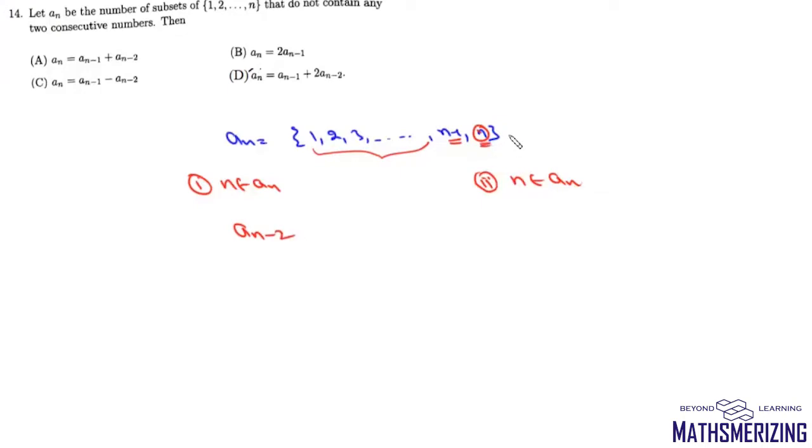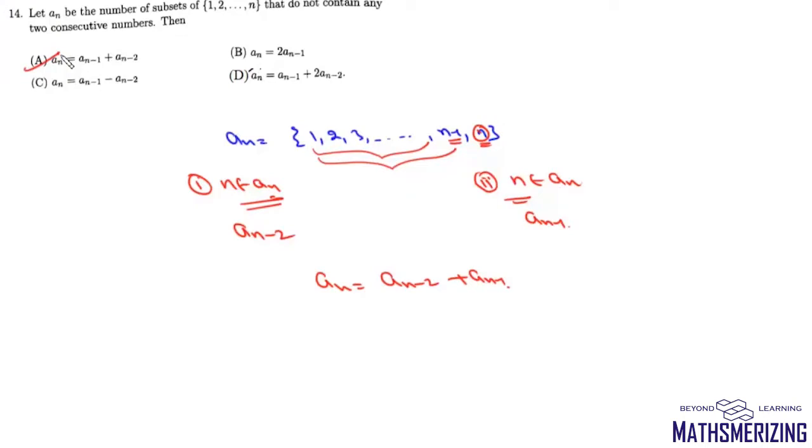Now if we do not select n, then we have to select subsets from these remaining n minus 1 numbers, and it can be done in a n minus 1 ways. Now these two cases are exhaustive and mutually exclusive. So a n should be a n minus 2 plus a n minus 1. Either this n will be included or it won't be included, and that's your option number A.